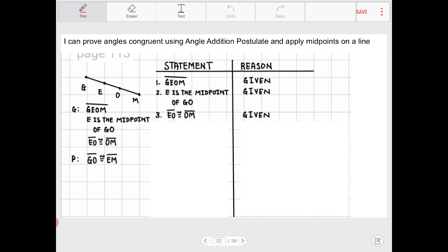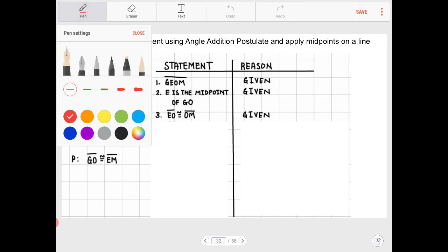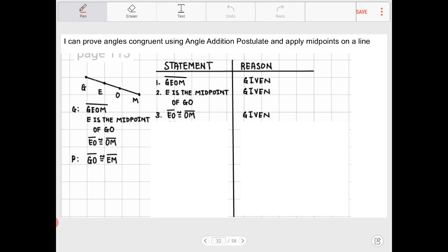So how are we going to do this? If I know that E is the midpoint of GO, so therefore these two segments are going to have the same number of tick marks. Since I know that EO is congruent to OM and EO has one tick mark, then OM has to have one tick mark as well. So you can see clearly that GE and OM have the same number of tick marks.